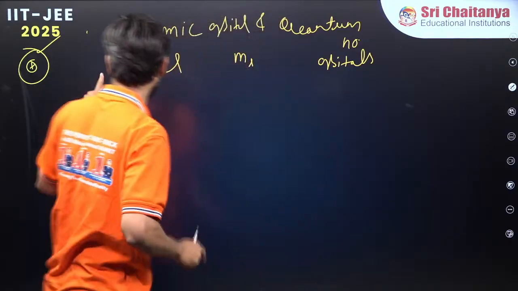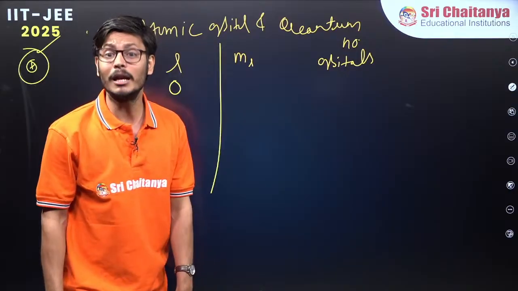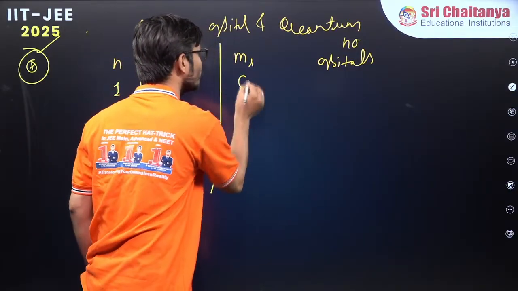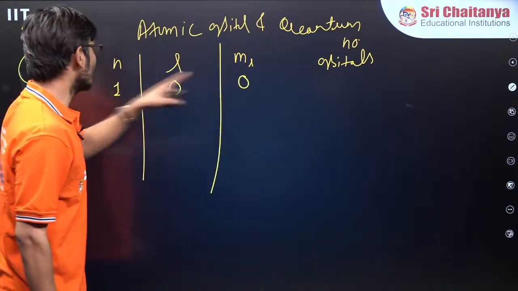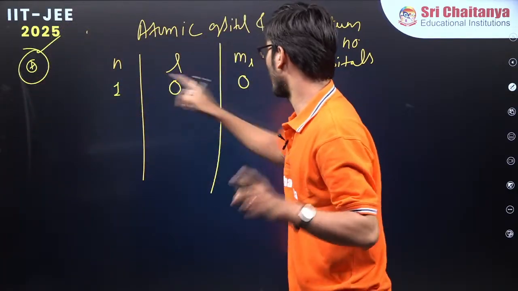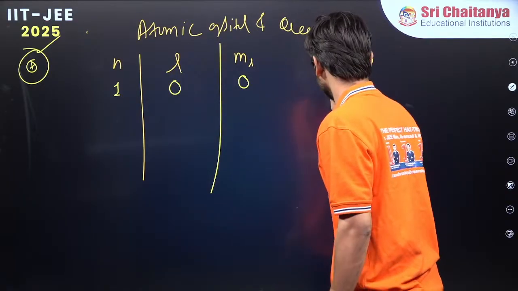Only 0. L value 0. So what are the ML values? ML values range from minus L to plus L. This will also be 0. Because we have 0 and 0, and only one quantum number, 1. So how are we going to represent this? Listen carefully. This is written as 1.